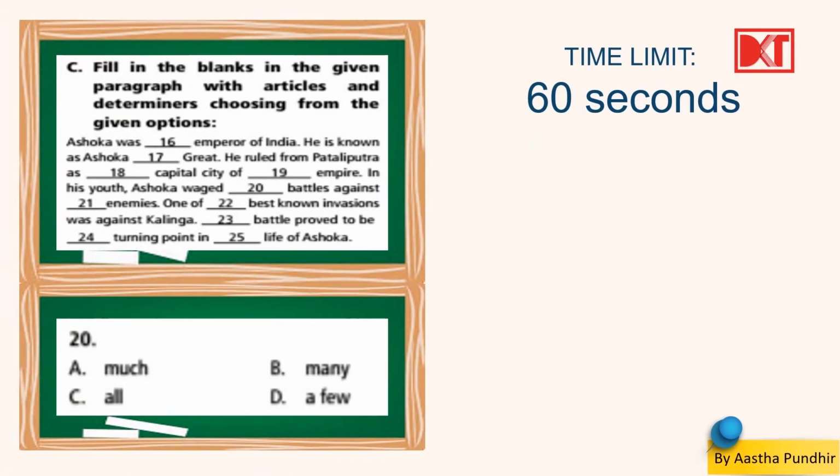Okay, next up, 20th. Ashoka waged dash battles against the enemies. Waged much battles, waged many battles, waged all battles, or waged a few battles against dash enemies. So Ashoka waged many battles against dash enemies. Many battles. Battles are countable nouns.